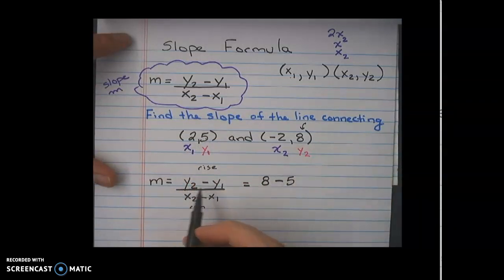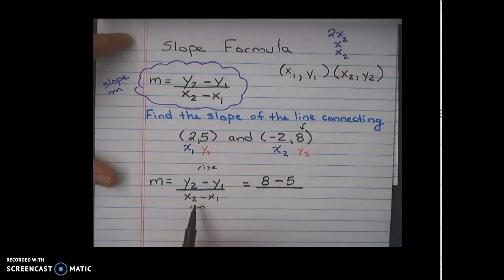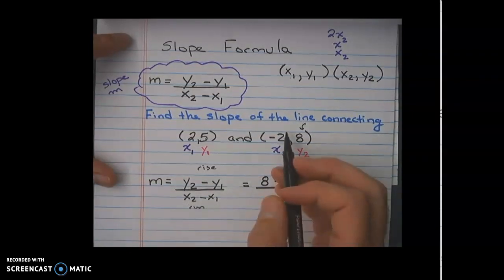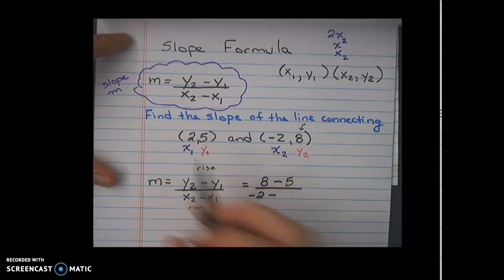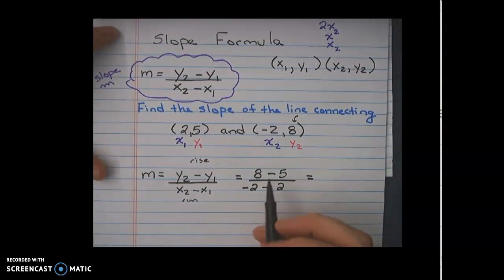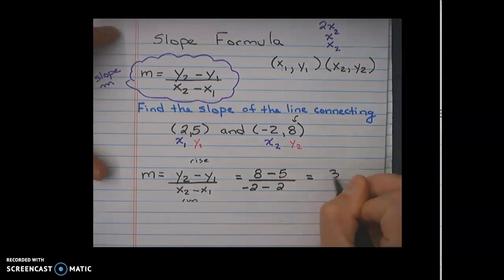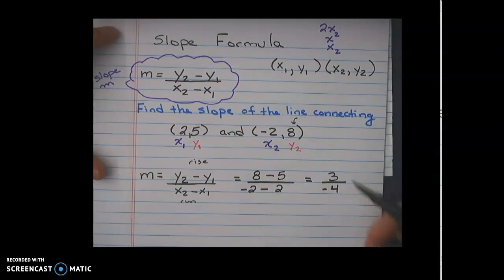So I have my second y minus my first y, divided by, and let's do the same thing on the bottom, but I'm subtracting the x's. Make sure that you take your second x and subtract the first. So I'm going to take negative 2, and subtract it from the first x, which is 2. At this point, I'm just going to do that math in my head. 8 minus 5, that is a 3. And then on the bottom, negative 2 minus 2, that's negative 4. A positive divided by a negative is negative, so I know that this slope is negative 3/4.